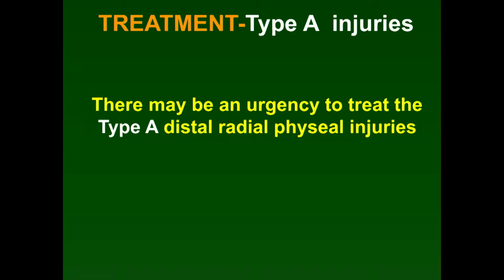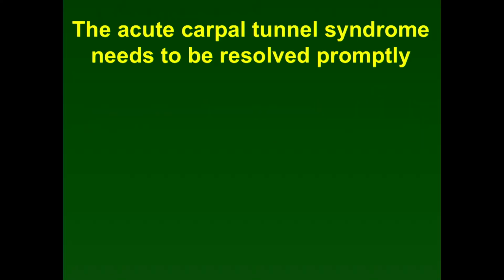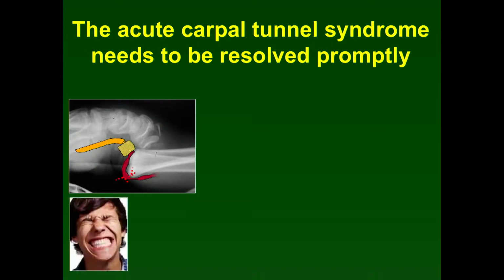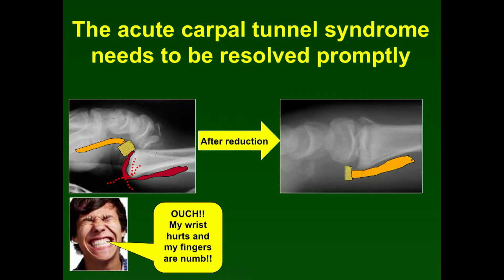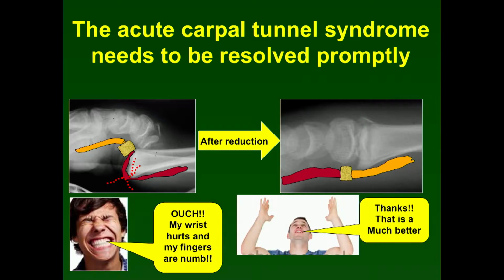Okay, very good. So, type 1 injuries, there may be urgency to treat the type A distal radiophyseal injuries, because, remember, what do you have there? Compression on the median nerve. Yeah, they're not very comfortable. They usually have a lot of pain, a lot more pain. Their fingers are kind of numb. And so these need to be treated very efficiently, resolved promptly. And after reduction, the patient feels a lot better.